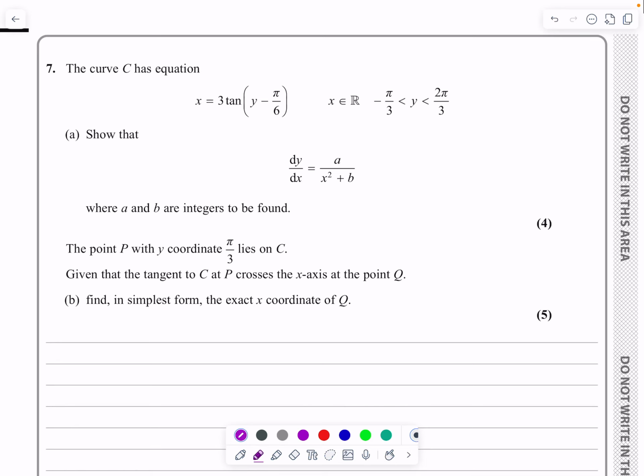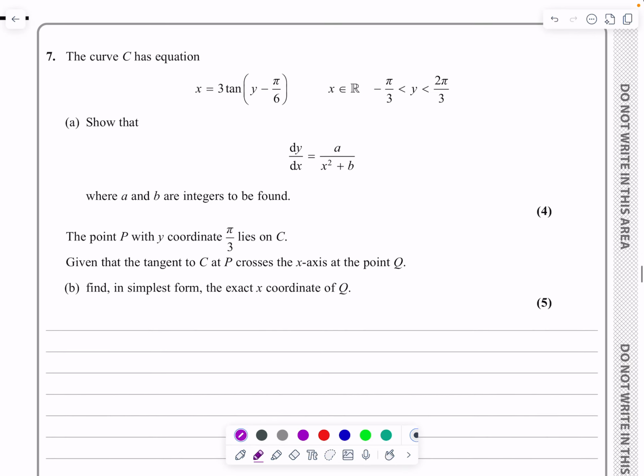Okay, this is the P3 paper from January 2023. It's a differentiation question. In particular, we're going to be differentiating trig functions. Later on, we're going to be working out the equation of a tangent, and we might do a little bit of work on trig identities. But let's make a start.